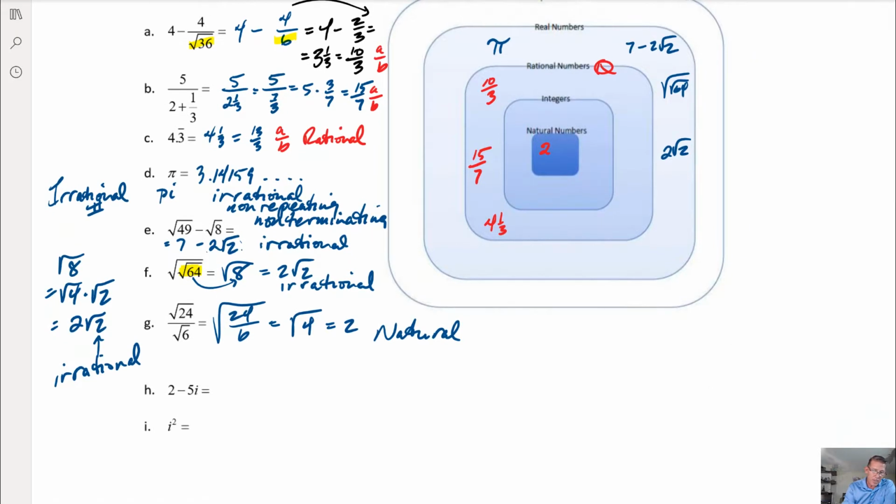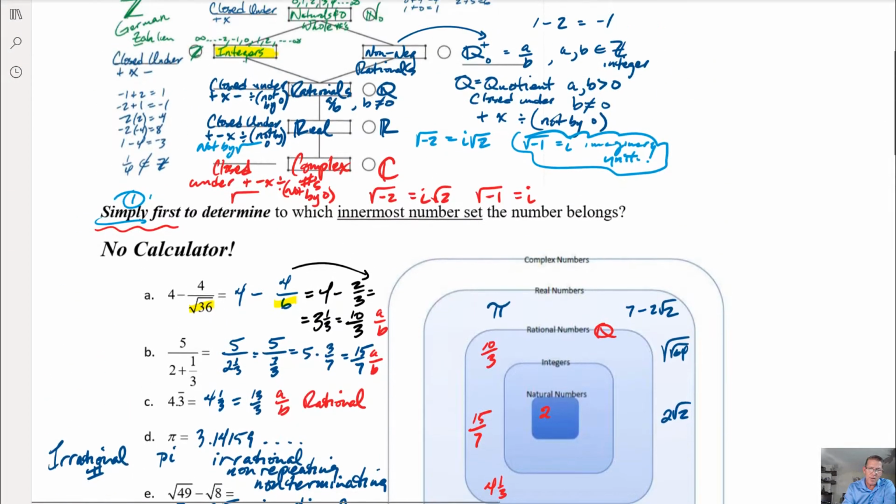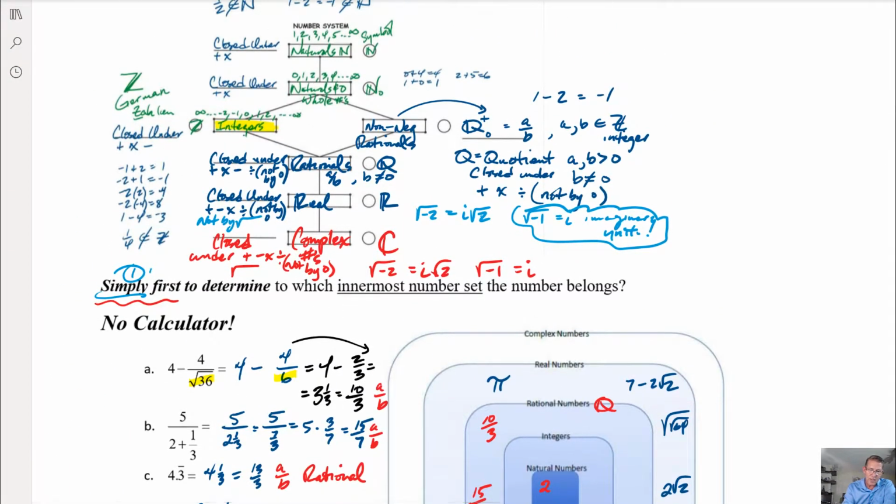Now the next one here, 2 minus 5i. That's a plus bi form. That is complex form. Oh, I forgot to say that up here too. Complex form, the form of that is a plus bi. So add that to your notes up there.